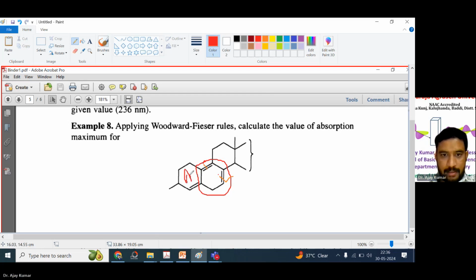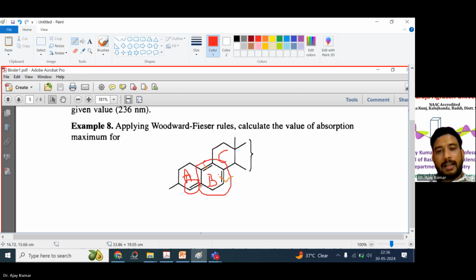If I mark this ring A, ring B, and ring C, ring B has two double bonds in the same ring. So we can call it a homodiene. But if we consider the double bond which is present here.